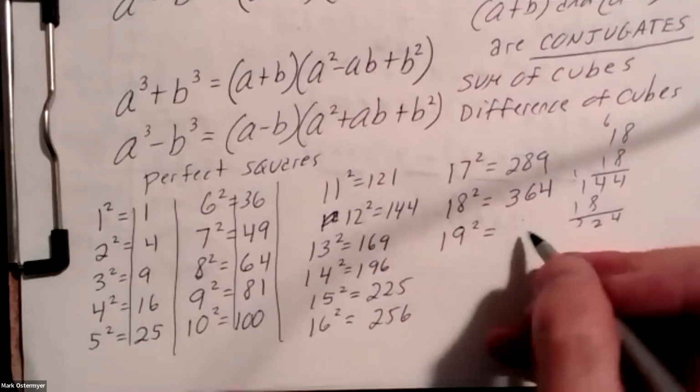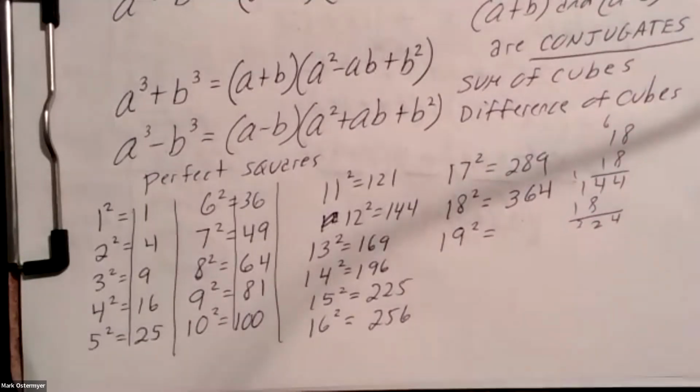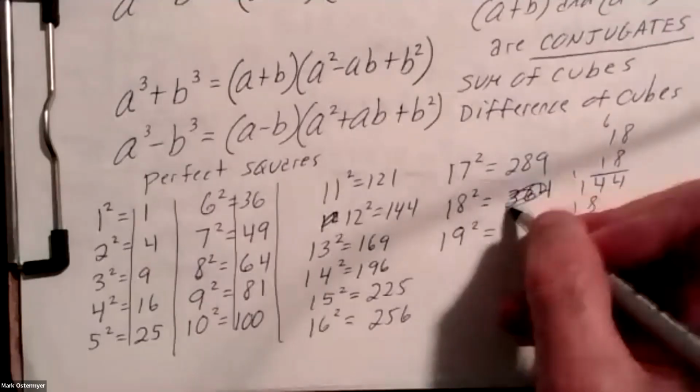19 times 19 is what do we want? Well, 19 times 19 is 380. Let's see, 381. Anybody? Let's see here. 19 times 19. It's 361. This is 324.